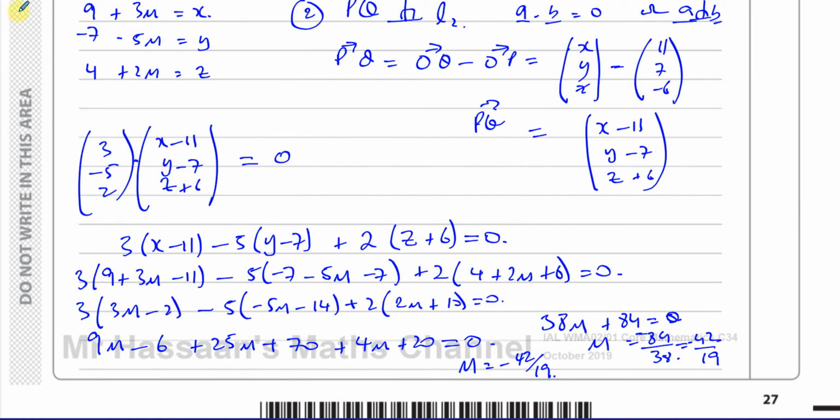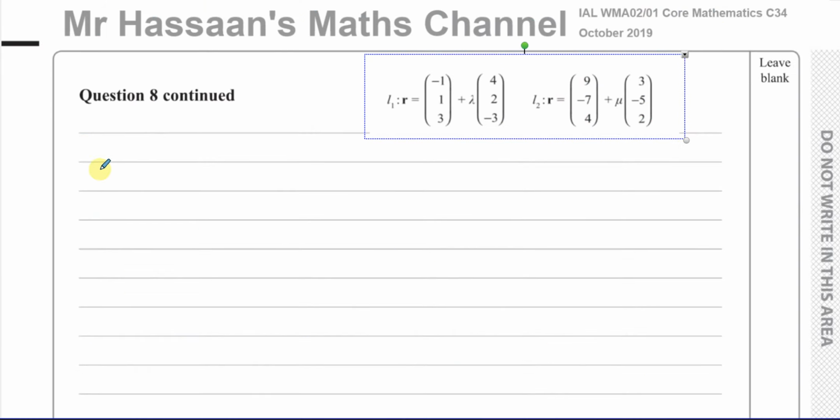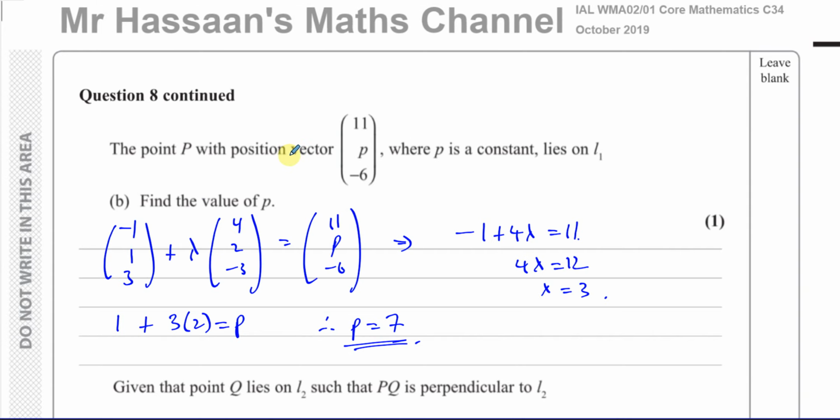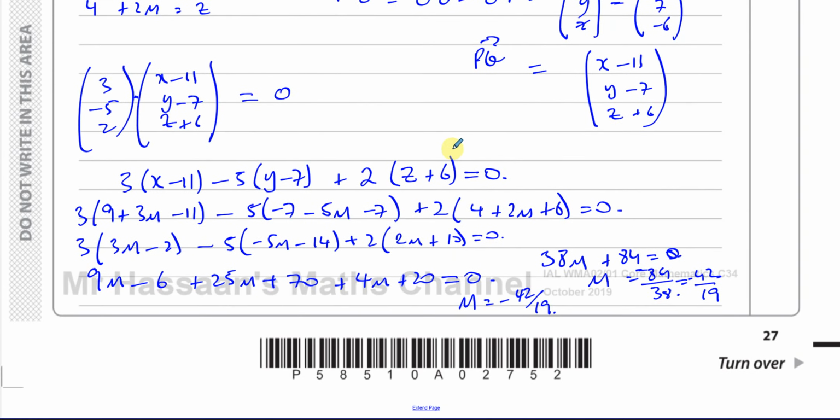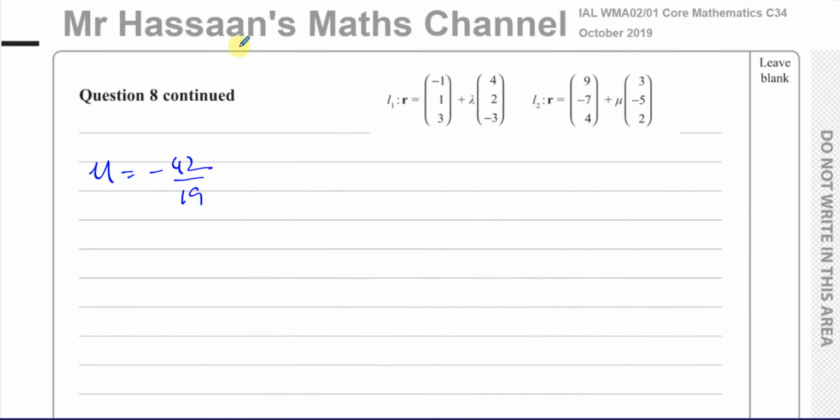I've run out of space here, so let's go to the next page. So we know that μ equals negative 42 over 19. Bit of a weird number, but I think we've done everything correctly, and I just confirmed from the mark scheme that it's correct. In the exam, I might be a bit worried when I see a number like that, but if you're confident you've done everything right, you could go back and check in case you made a silly mistake.